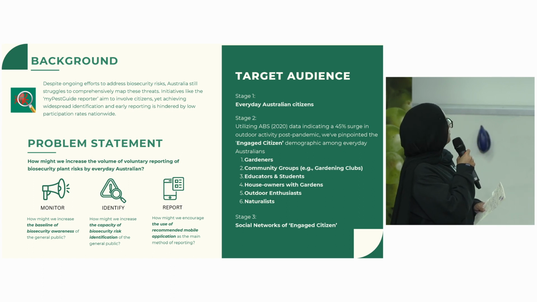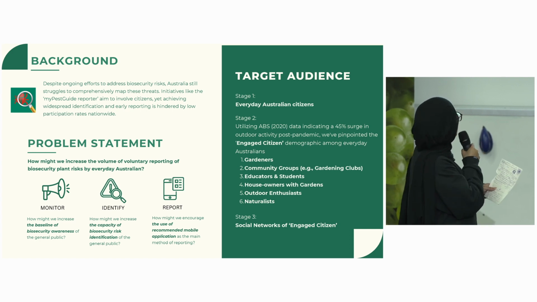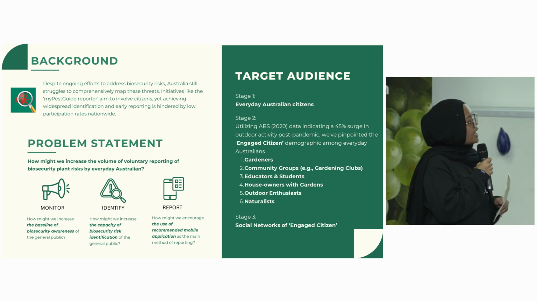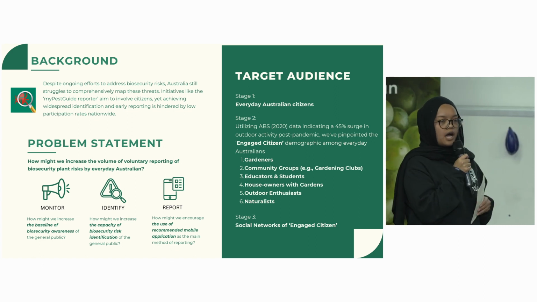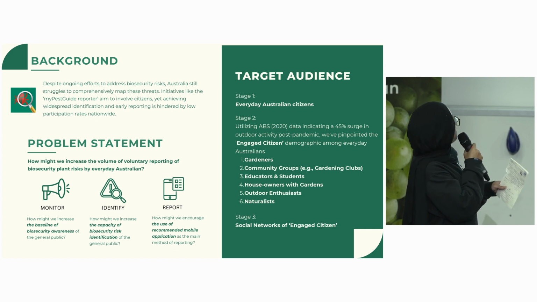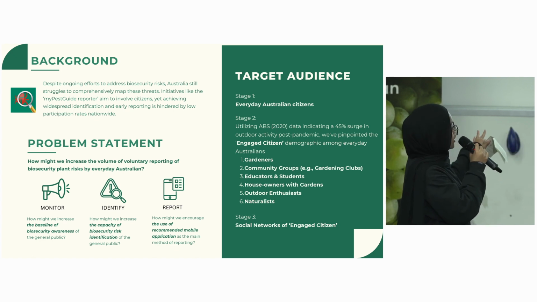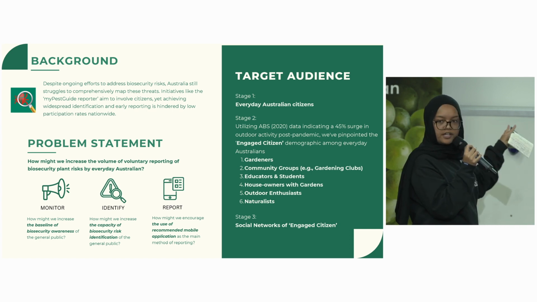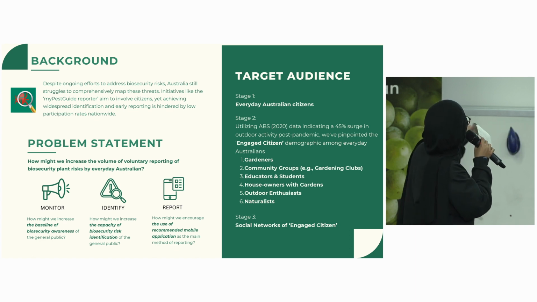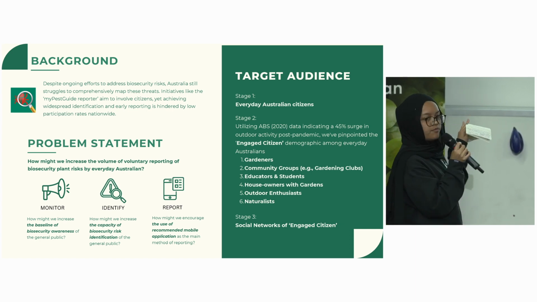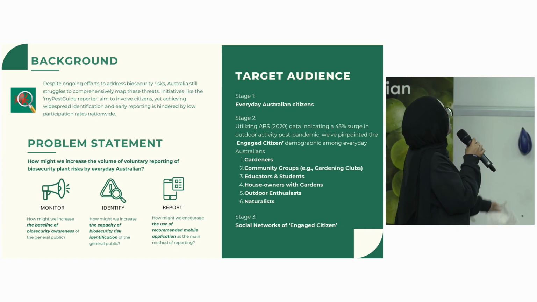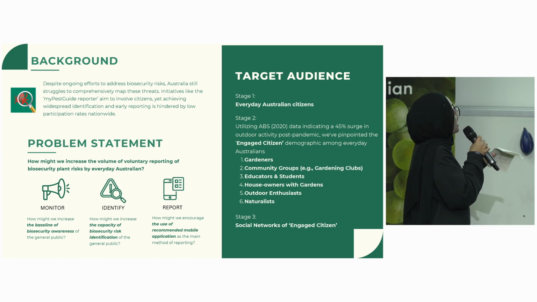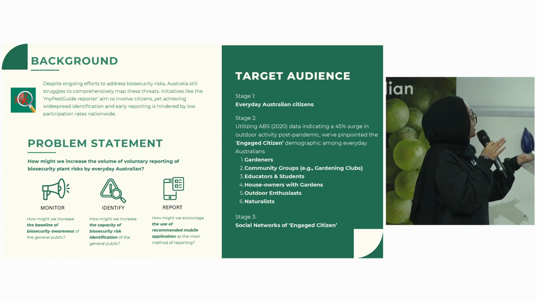We broke down our problem statement in terms of our goal, which is to increase the volume of voluntary reporting of biosecurity plant risk. And we broke down our desired target behavior through three processes of monitoring, identifying, reporting, from which we came up with three sub-questions. Firstly, how can we increase the baseline of biosecurity awareness in the general public? How can we increase the capacity of biosecurity risk identification of the general public? And how might we encourage the use of the app at the end?